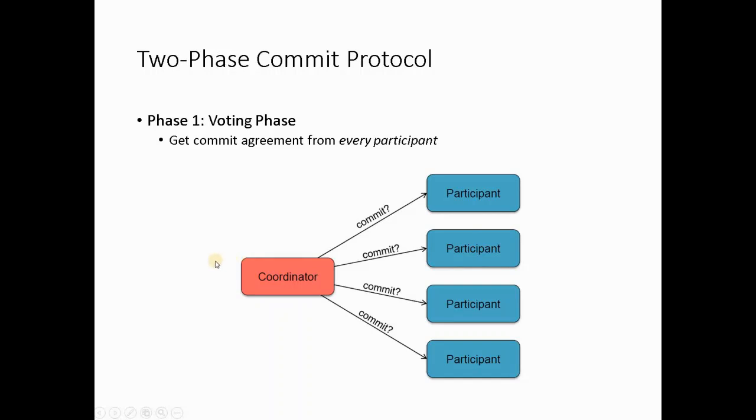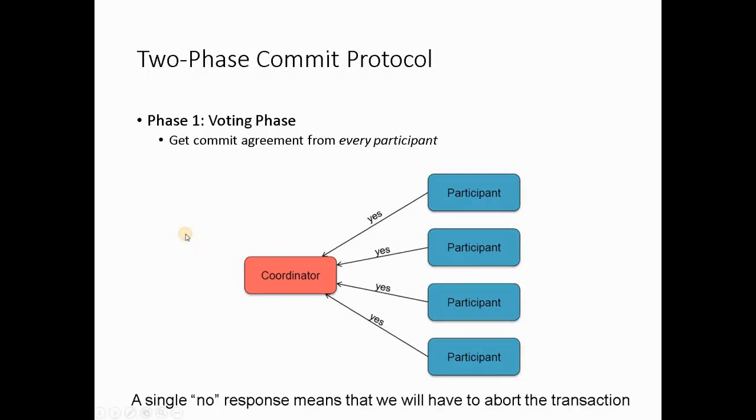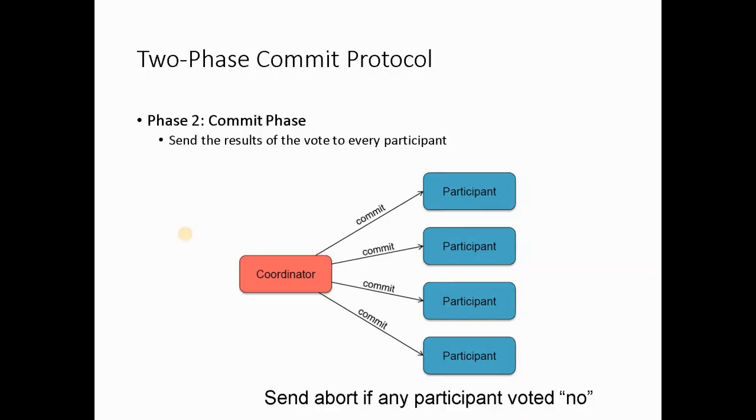As I told you earlier, there are two phases. Phase 1 we call the voting phase. It gets the commit agreement from every participant. The coordinator will send the commit message to all the participants. And if there is a single no, that means we have to abort the transaction.